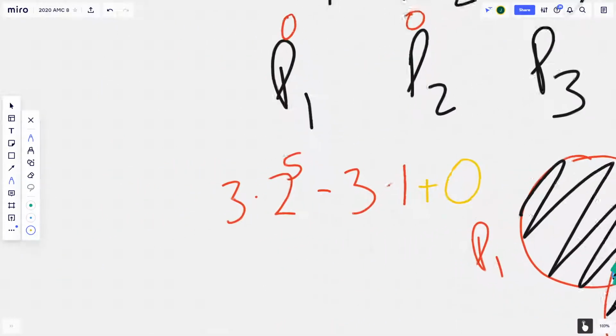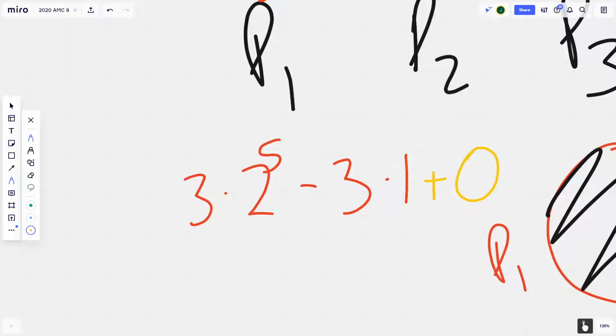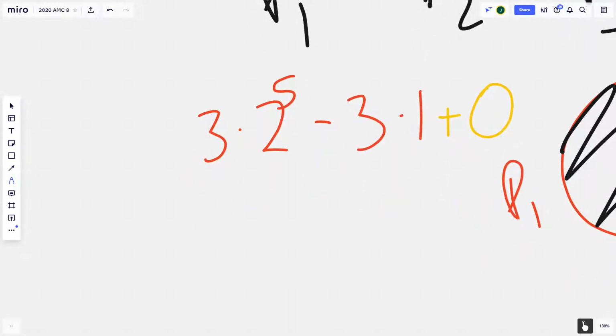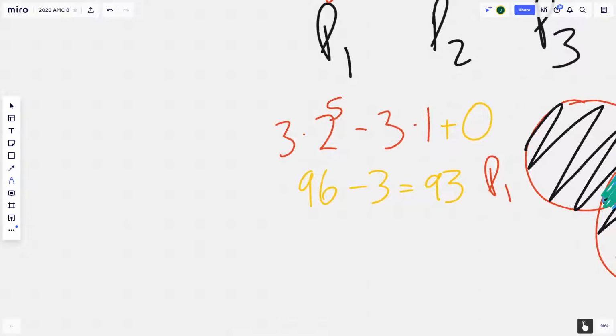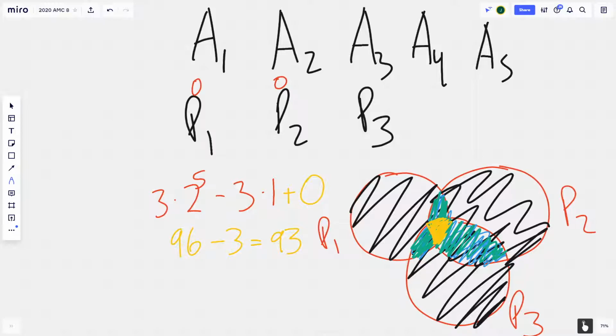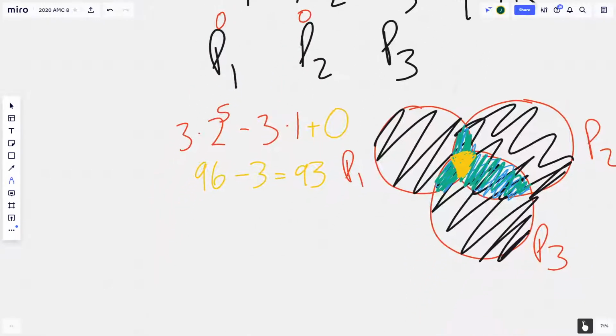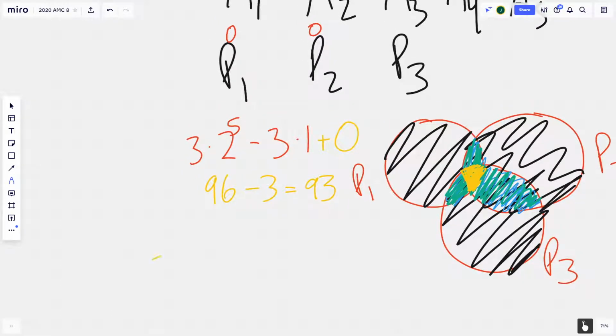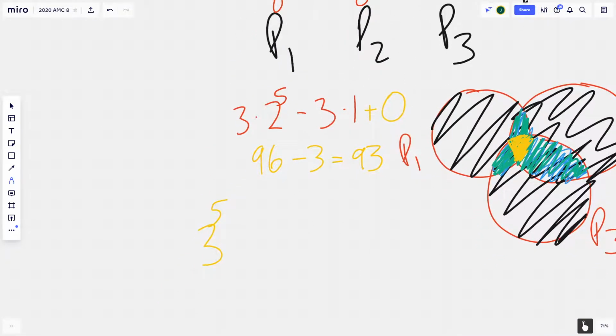So the total number of ways in which at least one person gets 0 awards is 3 times 2 to the 5th minus 3 times 1, which is 96 minus 3, which is 93. Now, going back to complementary counting, we have to subtract this from the total. The total number of ways to distribute the awards without any restrictions is 3 to the 5th power, because each award can go to 3 people and there are 5 awards. 3 to the 5th is 243, so 243 minus 93 is going to be 150.